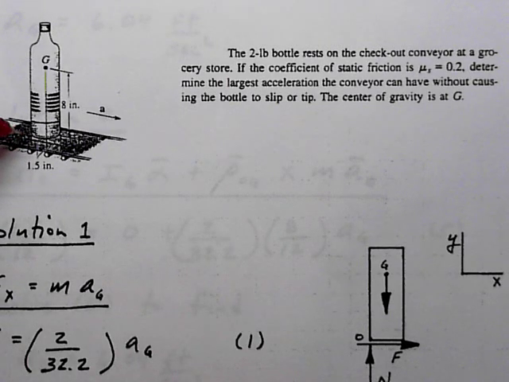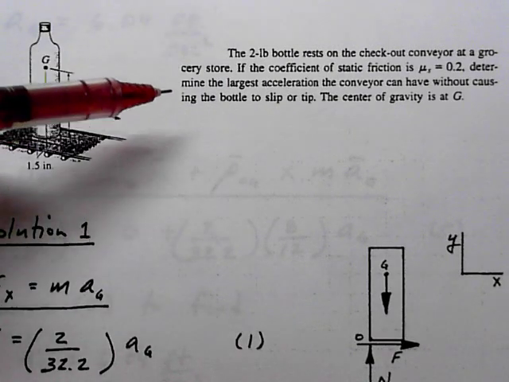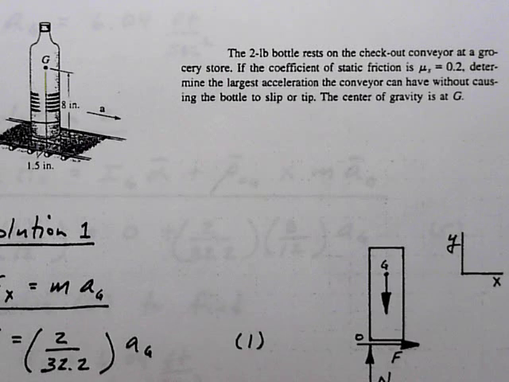You know, that's kind of hard to tell. I think that's the distance from the center of the bottle out to the edges. We'll be able to tell that a little bit later. And so when we want to find the acceleration, that brings us to impending slip or impending tip.